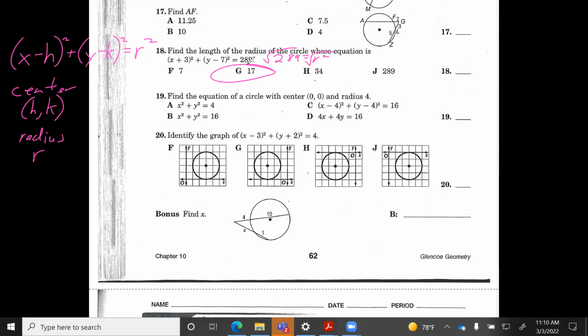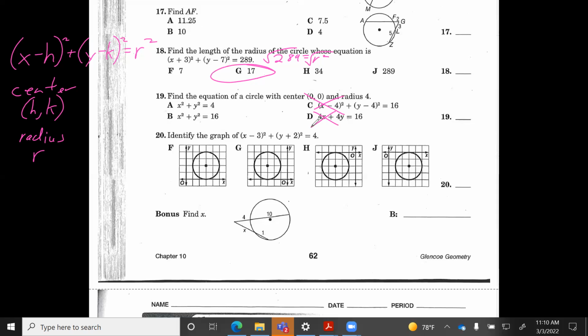Number 19. Find the equation of a circle with center (0, 0) and a radius of 4. Now, here there are a couple things that look like they might work. So you need to be careful. First, center of (0, 0). The values that are by the x and y should all cancel out. So it definitely can't be C or D. The left side of the equation, or the part with the x and y, should look like that.